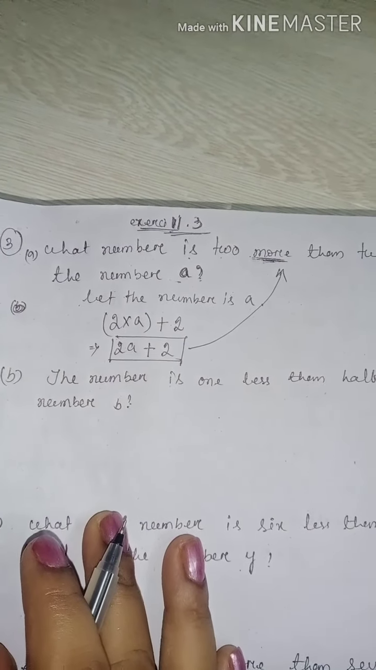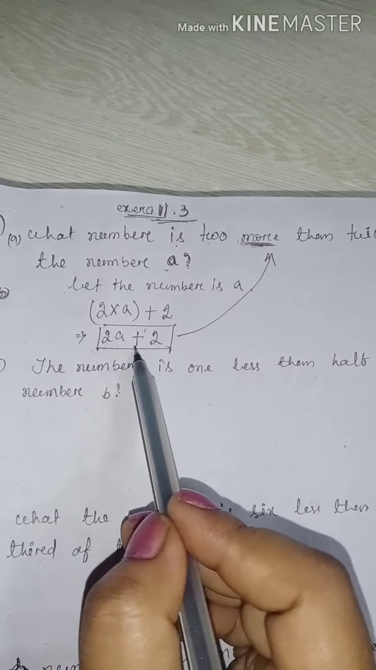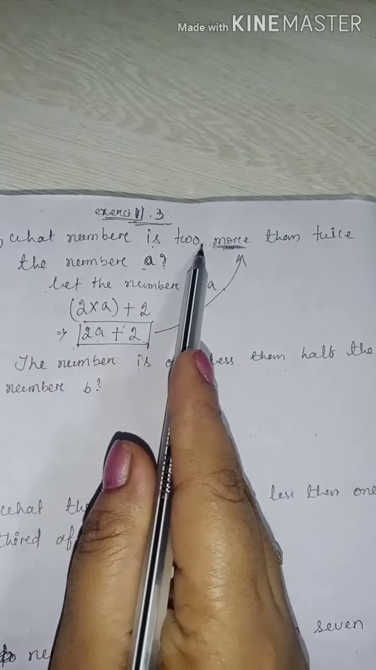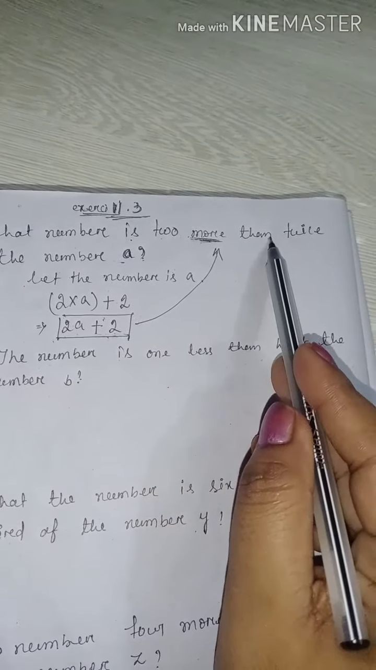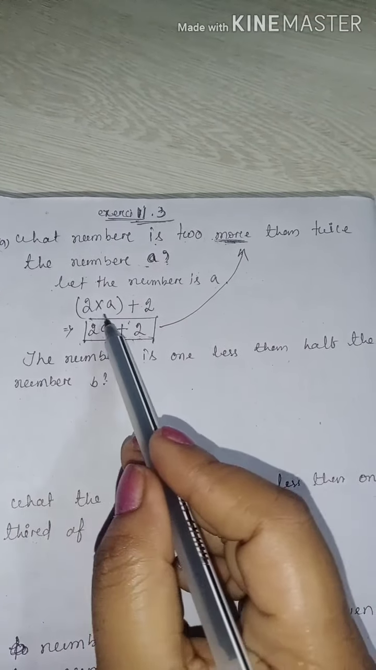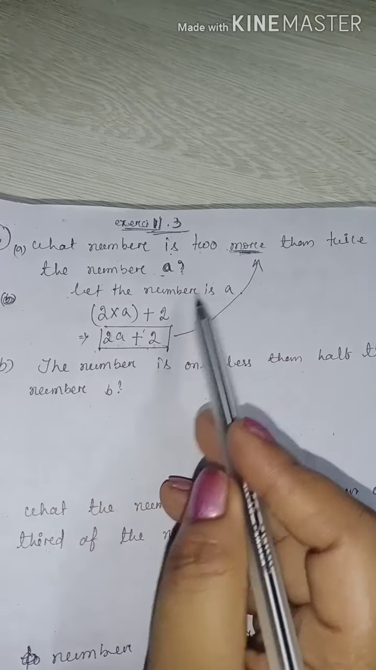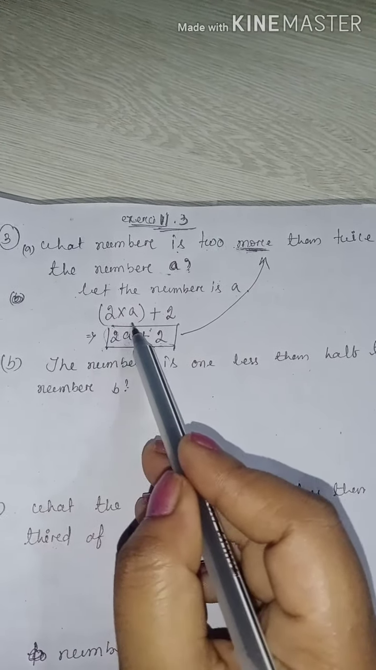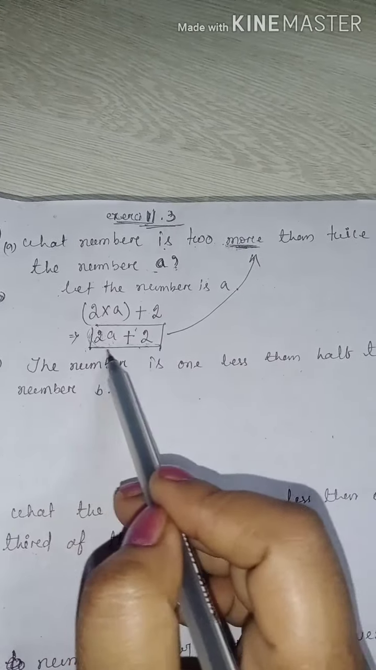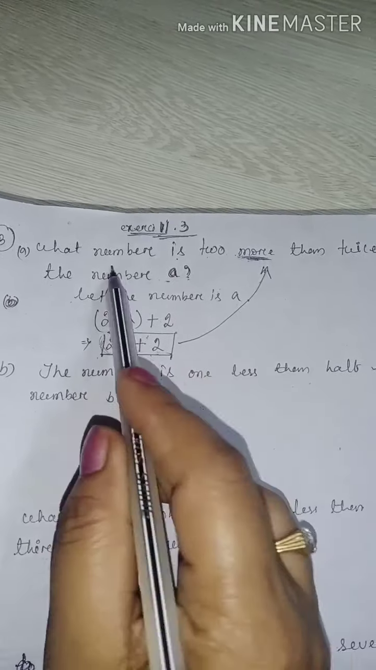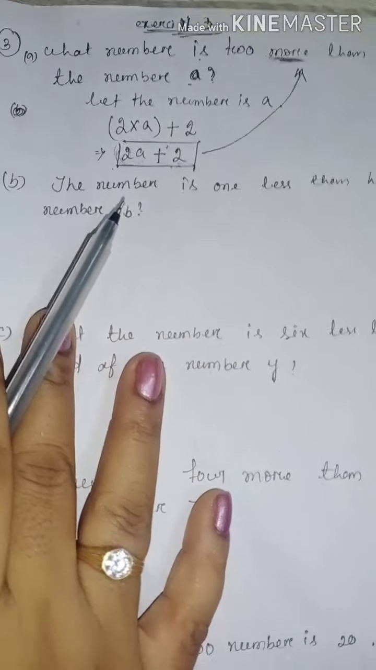Okay, I think you got the answer. The answer is 2A plus 2, meaning the number which is 2 more than twice the number A. 2 more means plus 2. Let the number be A. A twice means 2A. 2 into A becomes 2A. So 2A plus 2 is the answer of this expression. Okay, so like this. Next one.